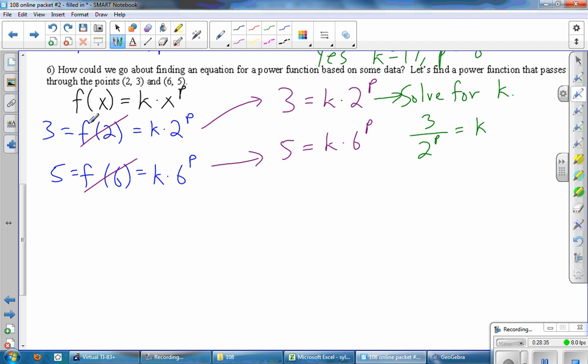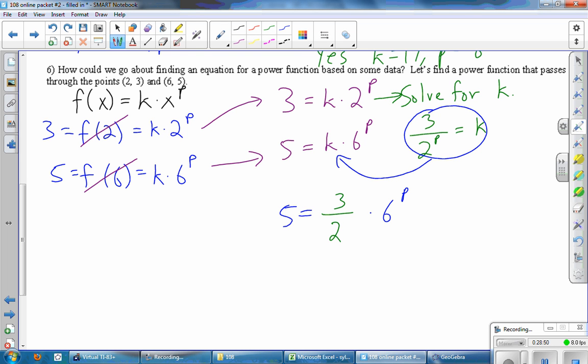And then we're going to take this value of k, and we're going to shove it into the other equation where the k is. So that becomes 5 equals, I'll leave a space there, k times 6 to the p, but instead of k, we've discovered that k is really 3 over 2 to the p. Okay, the benefit here is that this equation has only p in it and not both p and k. We still have some work to do in order to solve this equation, however.